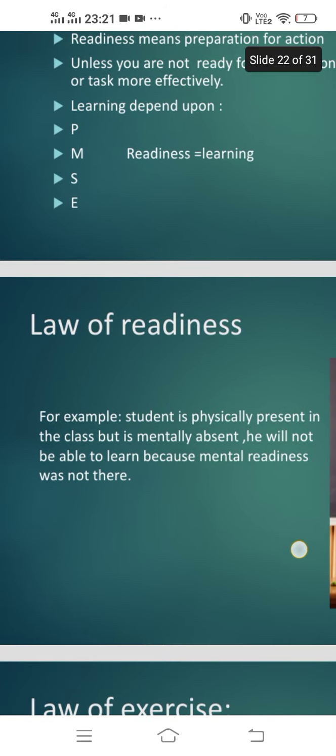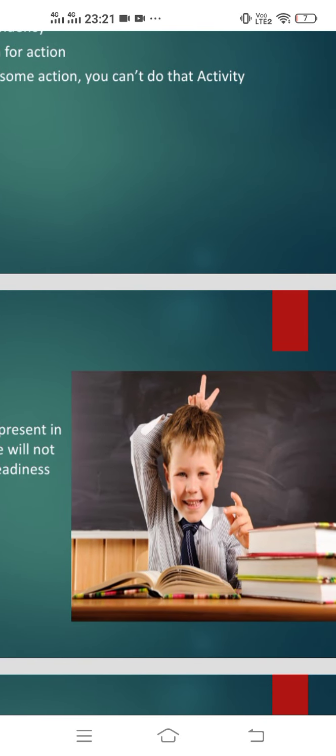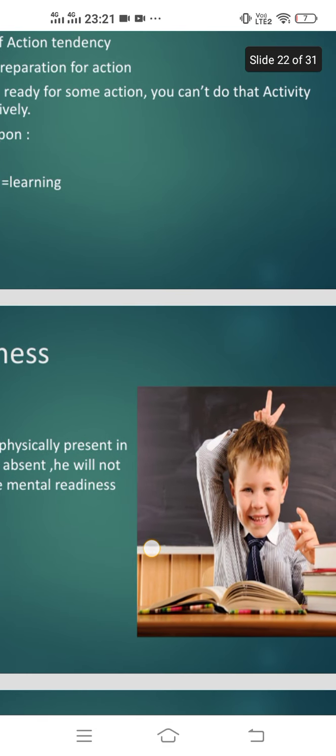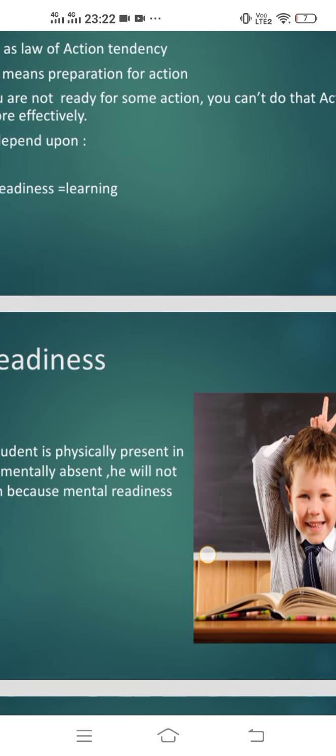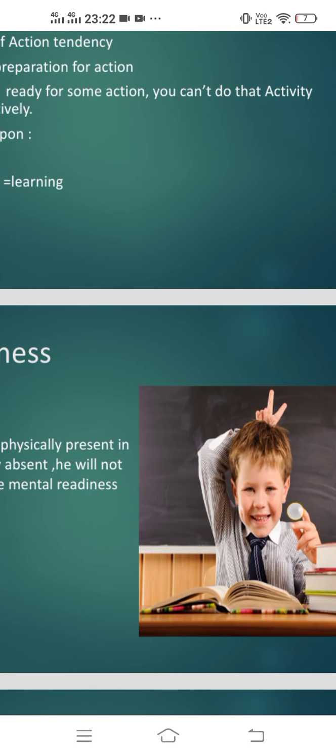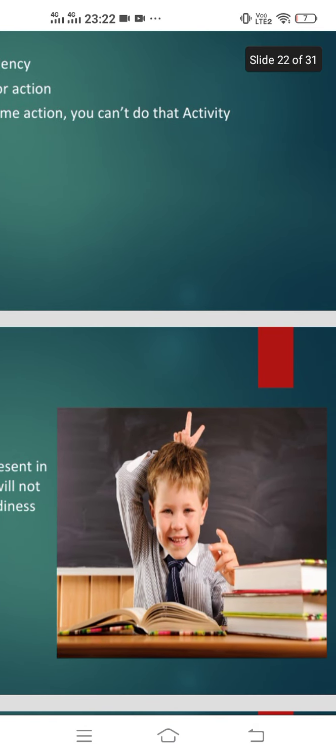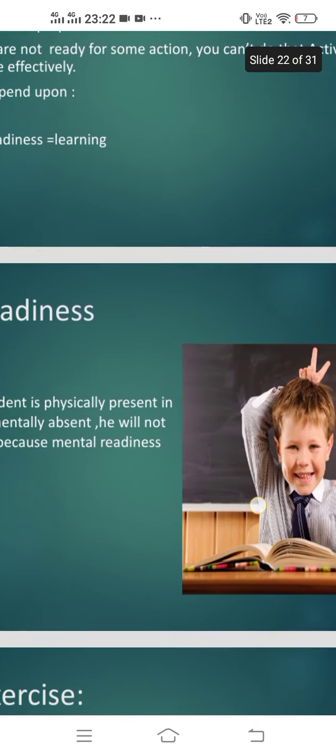For example, a student is sitting in the class, physically present but not present mentally. When the teacher asks a question, he or she will be unable to answer because he was not present mentally, even though he was present physically. So for learning, there should be readiness, which is our physical readiness, mental readiness, and emotional readiness. If we are not ready to learn in all these perspectives, we will not be able to learn or achieve that thing.